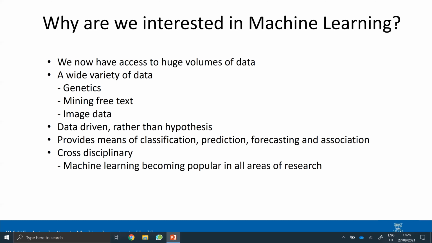It's cross-disciplinary as well. Every single discipline now is using machine learning, whether you're going to be in academia, or whether you go work for a bank, they're all using machine learning to solve certain problems. I know we're doing health, and you're on a population health course, most of you. You can transfer these skills to any area that you wish to go into. So it's good for your career.